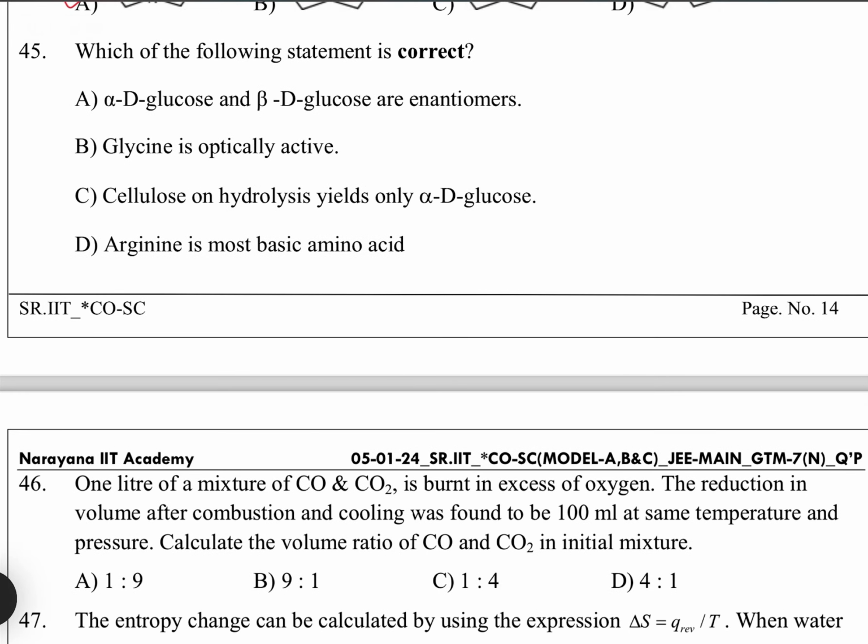45, correct. This kind of question, if you know the answer, it will be very fast. Otherwise, amino acids, there are 20 plus amino acids in a table. You need to know which are acidic, which are basic. Mandatory question.